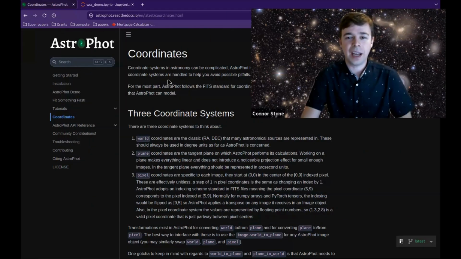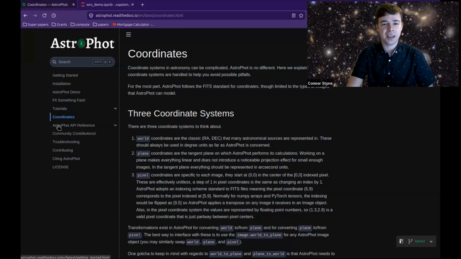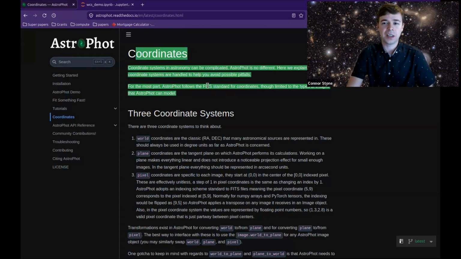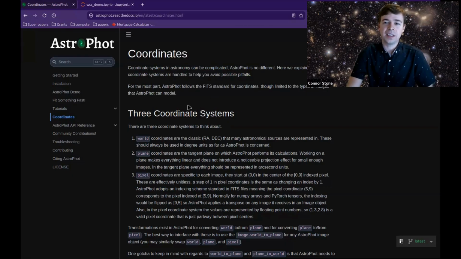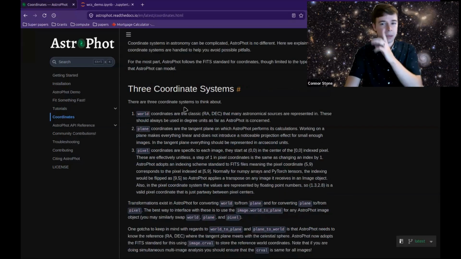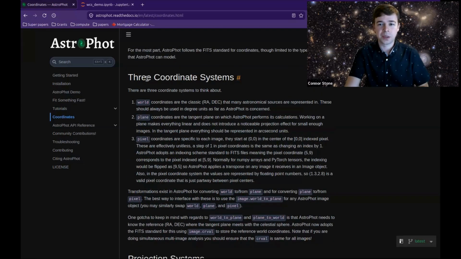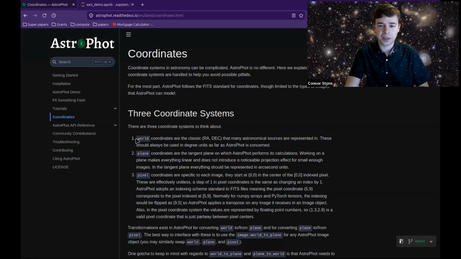Okay. Now, AstroPhot actually has a coordinates tutorial or web page on its website, and this gives you a basic rundown of how AstroPhot sees the coordinate systems in astronomy. There's essentially three systems you need to keep in mind. So the three coordinate systems are the world coordinates, the tangent plane, and the pixel coordinates. Let's do a quick rundown of these three.